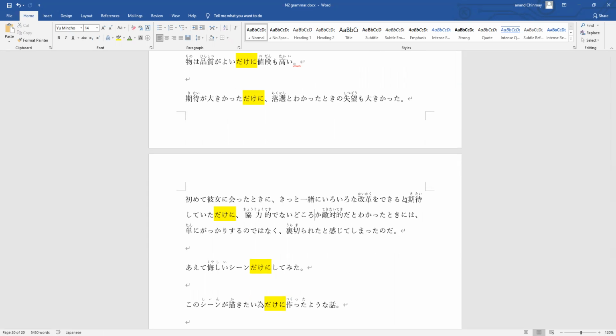Kyoryoku denai dokoro ka. Let alone the cooperation. Okay. From here to here: when I understood that she was being hostile, not only was I disappointed, I thought she had backstabbed me.